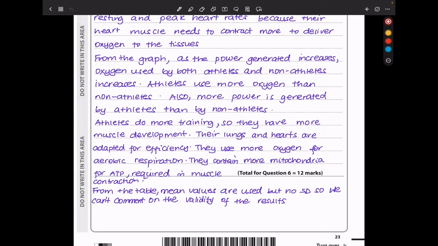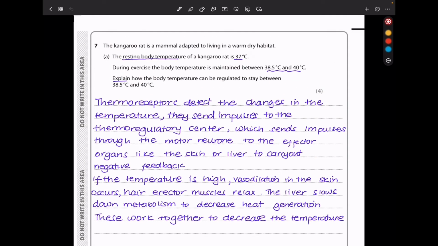Let's continue to question 7. In question 7, the kangaroo rat is a mammal adapted to living in a warm, dry habitat. The resting body temperature of a kangaroo rat is 37 degrees Celsius. During exercise, the body temperature is maintained between 38.5 to 40 degrees Celsius. Explain how the body temperature can be regulated to stay between 38.5 to 40 degrees Celsius.